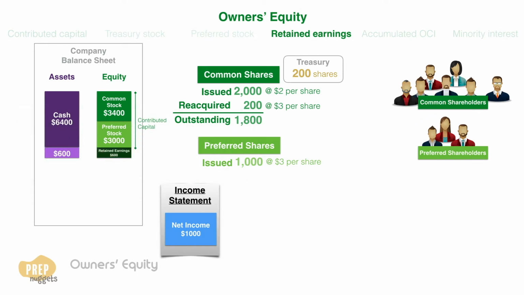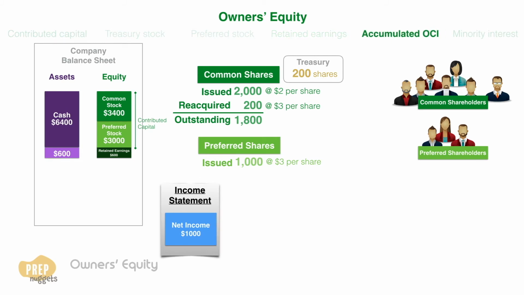Retained earnings are the cumulative earnings that have not been paid out to shareholders. In this case, let's say the company makes a net income of $1,000 for the year, of which $400 is paid out to common shareholders as dividends. The remaining $600 goes to equity as retained earnings.